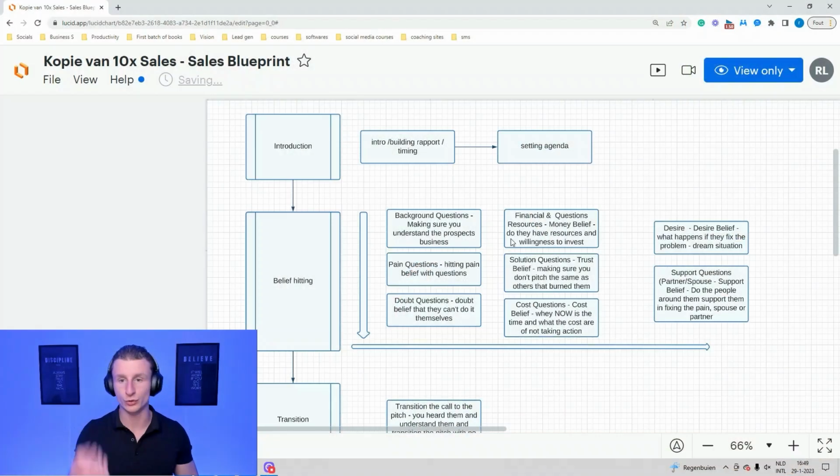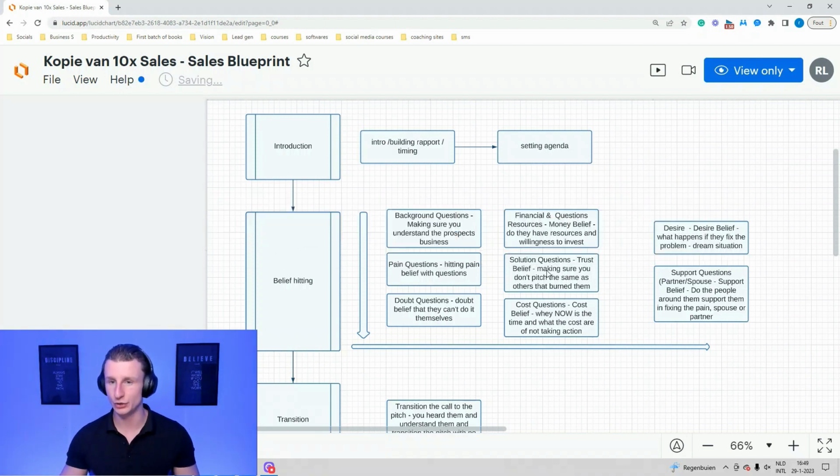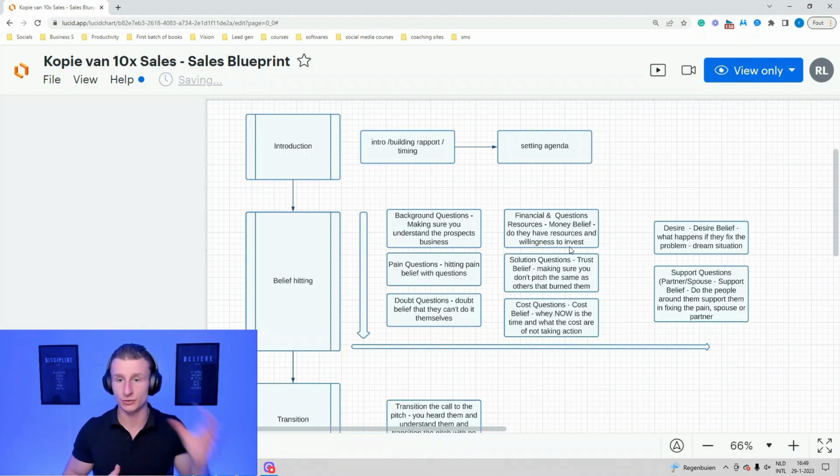So you need to create that willingness to invest sometimes as well. They have the solution questions. This is to ensure that you know what kind of solutions were offered to them in the past, so you can know what they've already tried and if they already tried something similar or not. Then we have the cost questions.